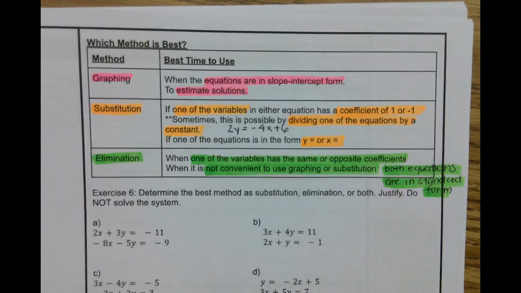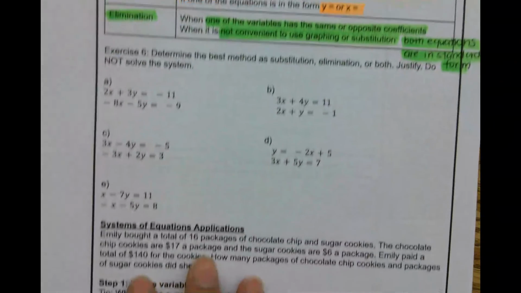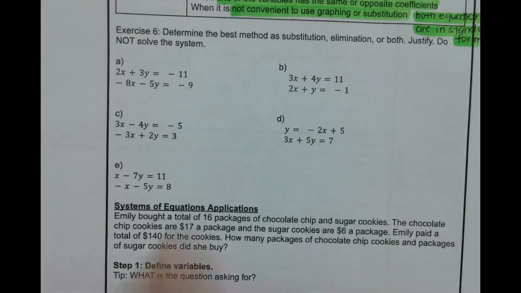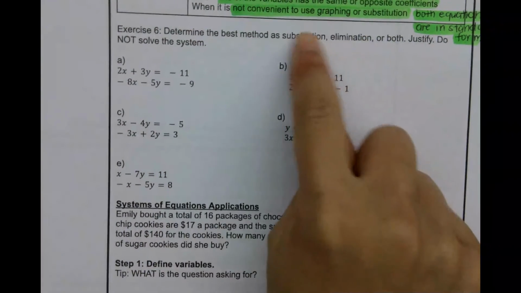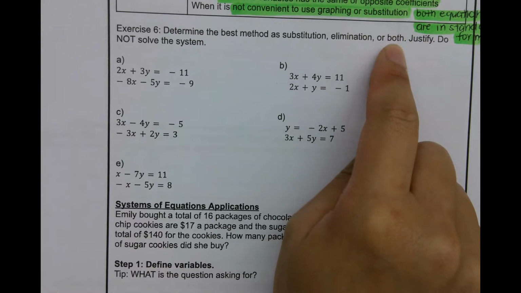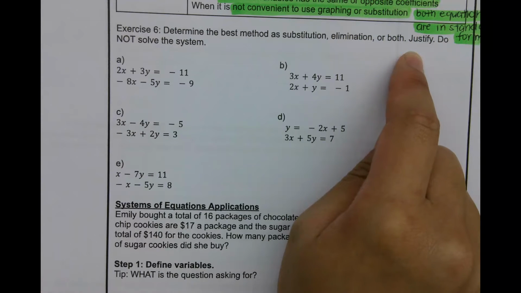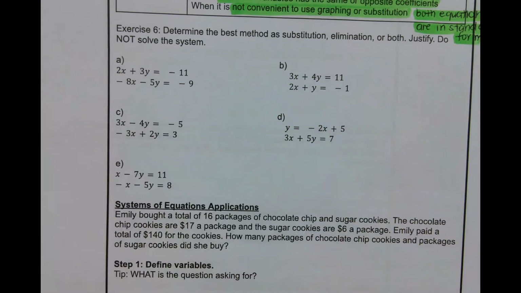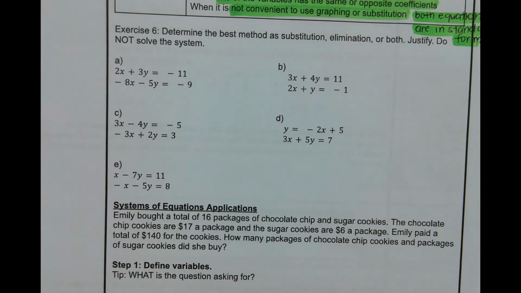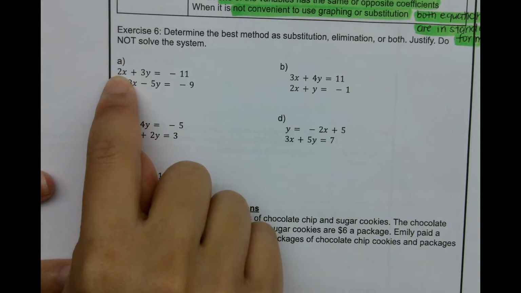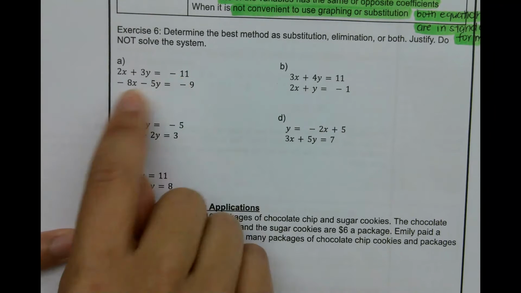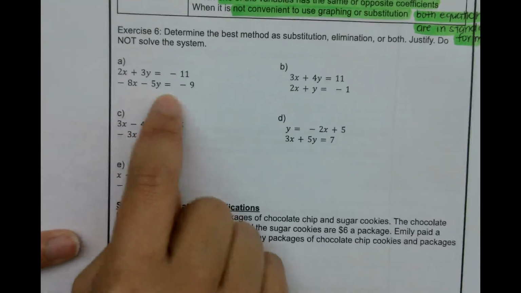So here we have several different systems. We're going to determine the best method, whether it's substitution, elimination, or both, and we're going to justify, we're going to explain why we would use that method. We're not going to solve for the system this time. We're just seeing which method is best. So here we have 2x plus 3y equals -11 for our first equation, and -8x minus 5y equals -9.